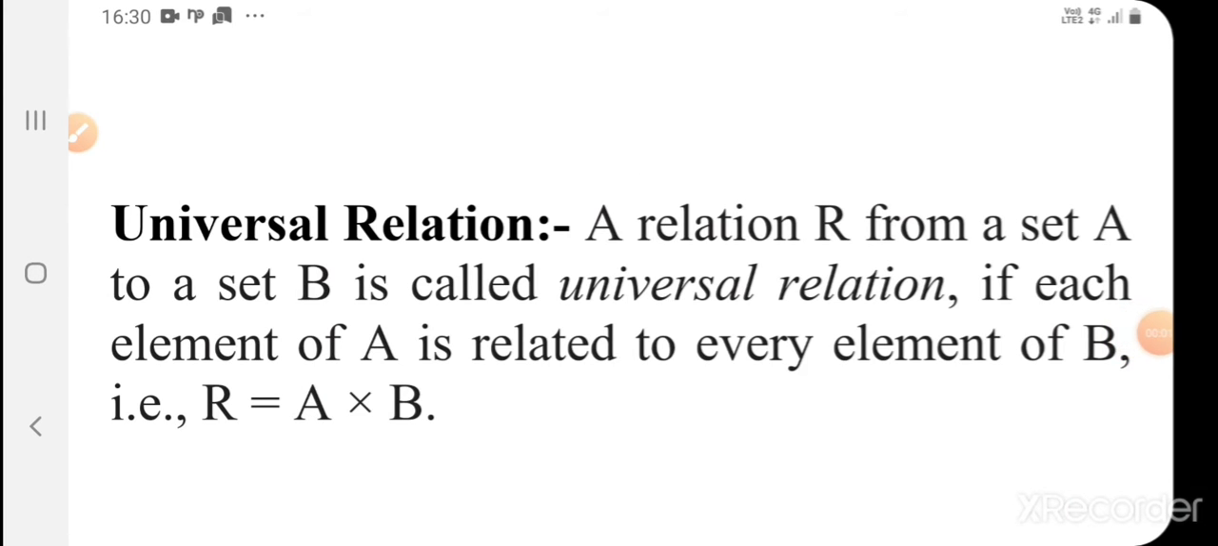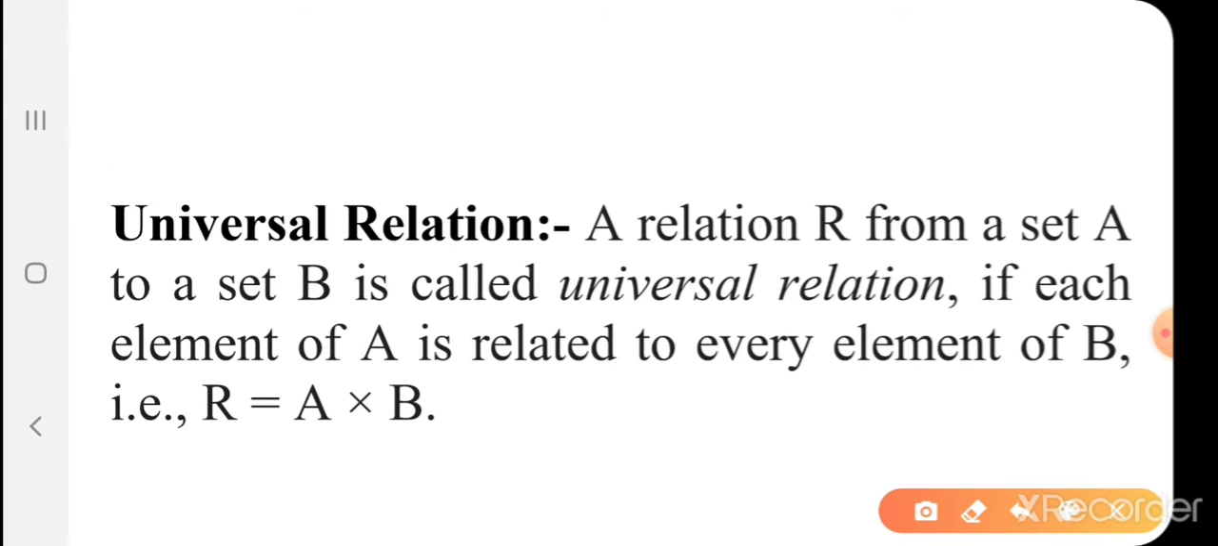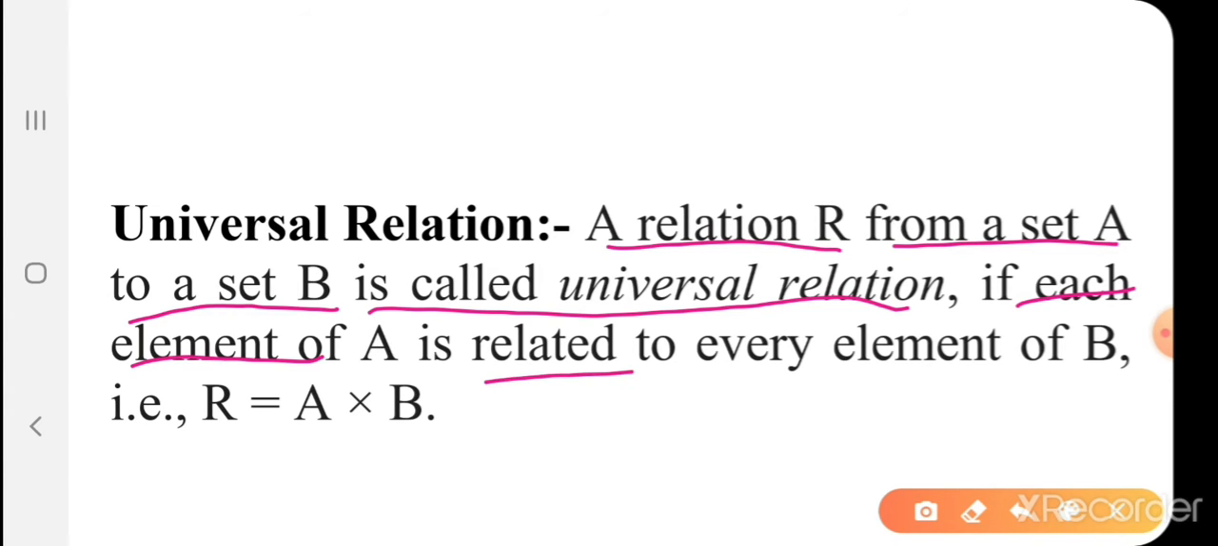Next we discuss the universal relation. A relation R from a set A to a set B is called a universal relation or total relation if each and every element of A is related to every element of B, or R equals A cross B. So this is called the universal relation if R equals A cross B.